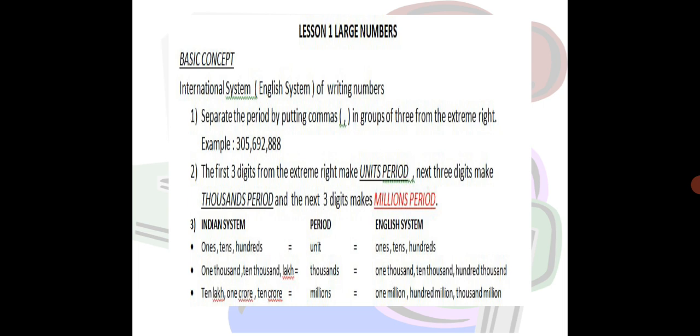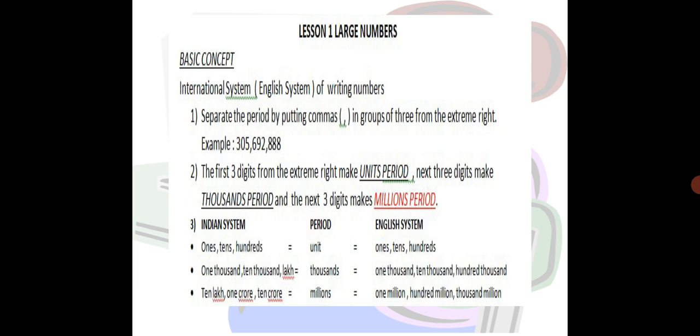Example: 305,692,888. 888 is said to be the unit period. 692 is the thousand period, and 305 is the million period. The first 3 digits from the extreme right make the units period. The next 3 digits make the thousand period, and the next 3 make the millions period.